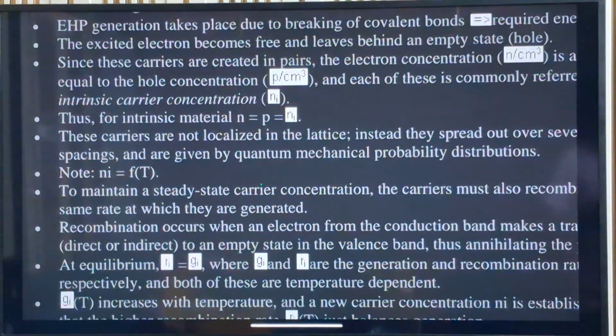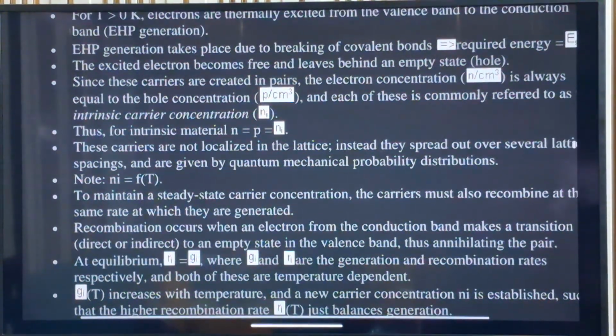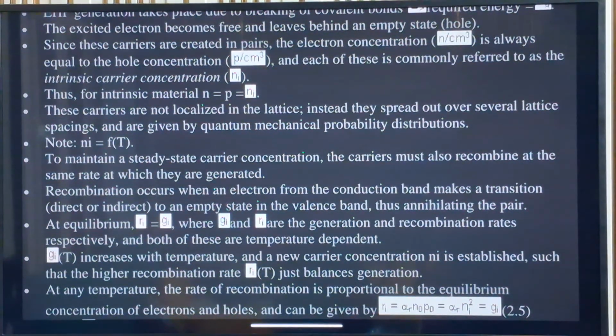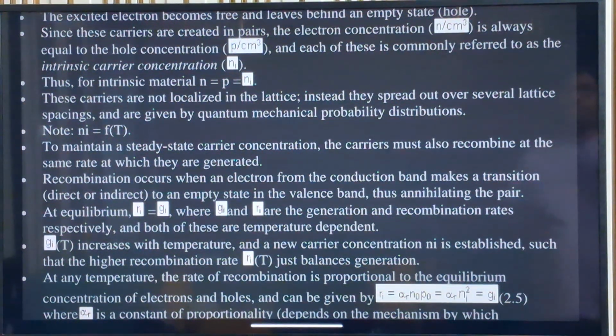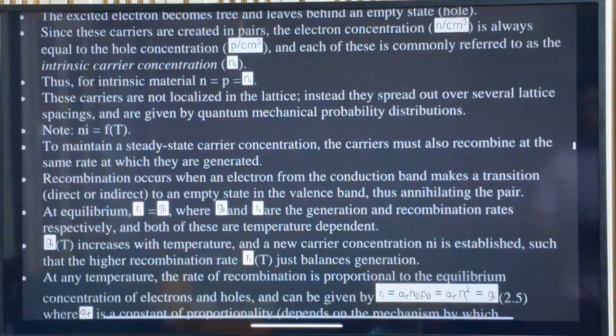Now, these carriers are not localized in the lattice. Instead, they spread out over several lattice spaces and are given by quantum mechanical probability distributions. So we can treat Ni as a function of the temperature. So you can see that Ni is equal to f(T), and this is basically obtained by the quantum mechanical probability distribution, once again, which is beyond the scope of what we are aiming to achieve here.